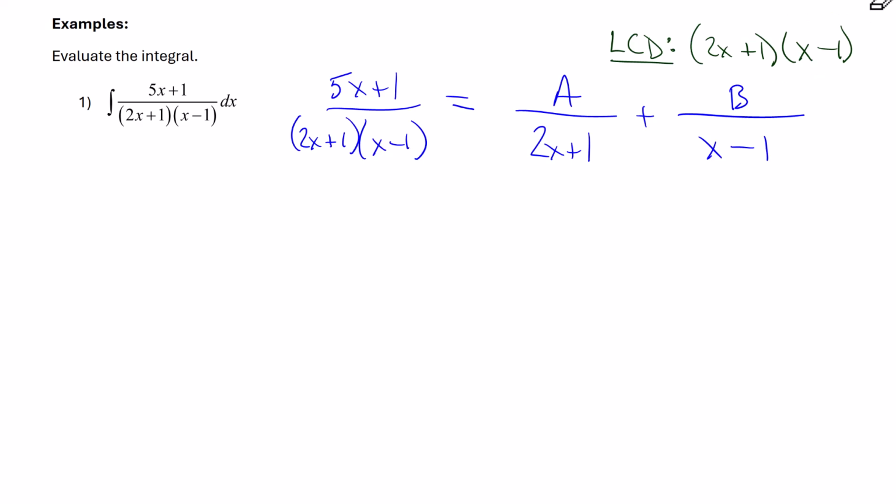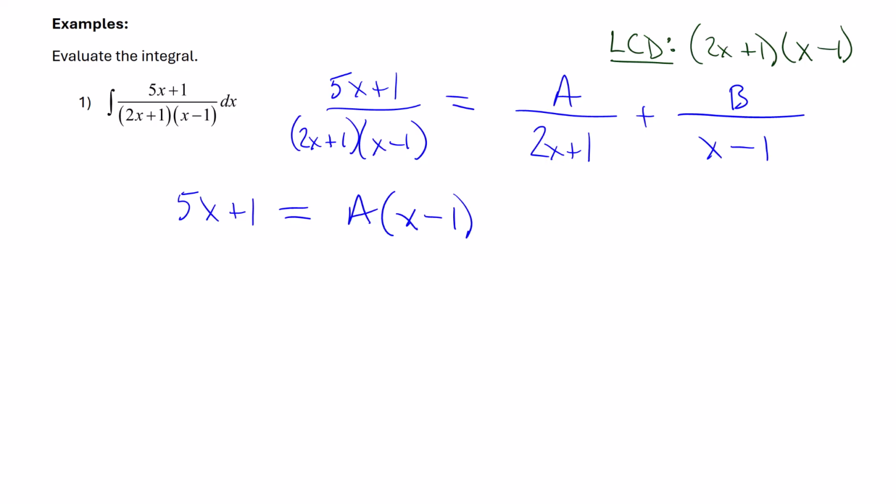So you'd end up with the following equation: 5x plus 1, the numerator of that left side, the original integrand here, and that would equal, now on the right side, if you're clearing the fractions by multiplying by this LCD, you should end up with no more fractions. So notice in the first fraction with the denominator of 2x plus 1, that would cancel with the first factor of our LCD, leaving us with the a in the numerator times the factor that wouldn't cancel, which is the x minus 1.